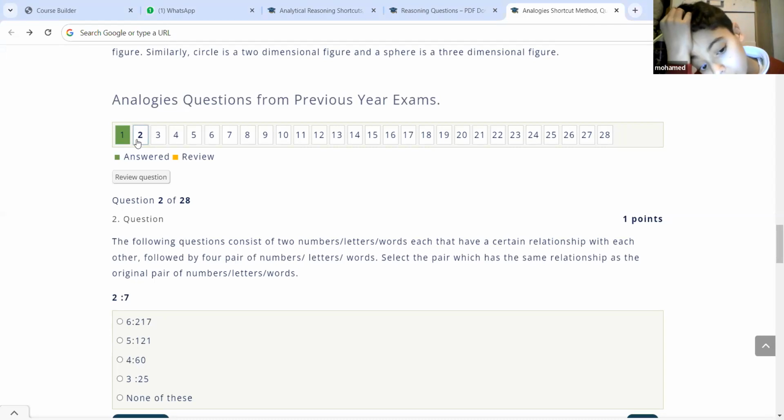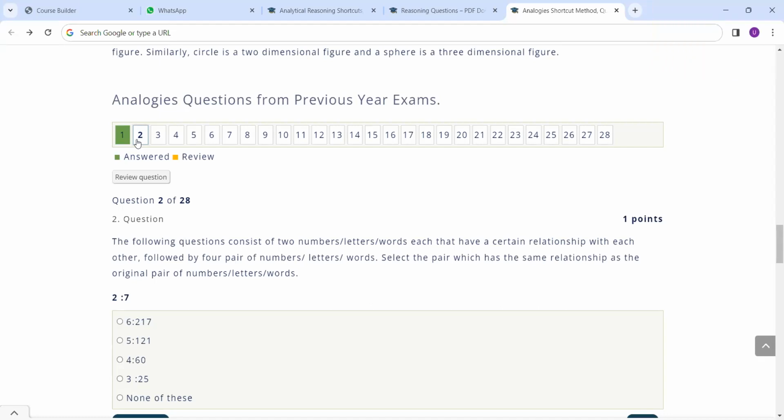What is going on here? No. What? Huh? What is the relationship between 2 is to 7? Yes, Satvik? Do you plus 5? Yeah. Plus 5, okay. Mohammed, you feel the same thing? Yes. So if I'm doing plus 5, I'm not getting any answer over here? So it's none of them, right? Yes, it's none of them. True. Okay, it is none of them.